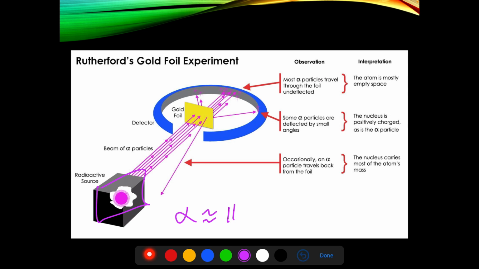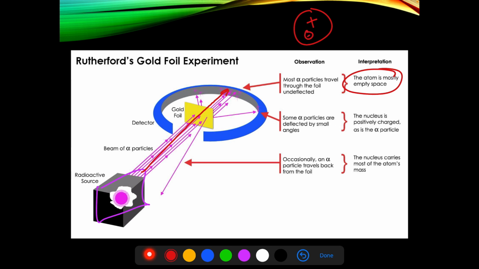But we saw a couple different results from this experiment. First and most common is that radiation would go straight through the gold foil and hit the detector. So it's almost like that gold foil wasn't even there. Based on this, we got this idea that atoms are going to be mostly empty space. So if that plum pudding model was true, that positive solid atom having small negatively charged parts doesn't really work anymore.